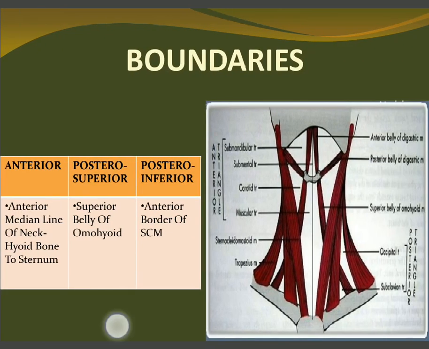So the boundaries of the muscular triangle: anteriorly it is formed by the anterior median line of the neck, which runs from the hyoid bone. This is the hyoid bone and this is the sternum. So this is the anterior boundary. The posterior superior boundary is formed by the superior belly of the omohyoid, and the posterior inferior boundary is formed by the anterior border of the sternocleidomastoid. So anterior boundary, posterior superior boundary, posterior inferior boundary. So this is the muscular triangle.